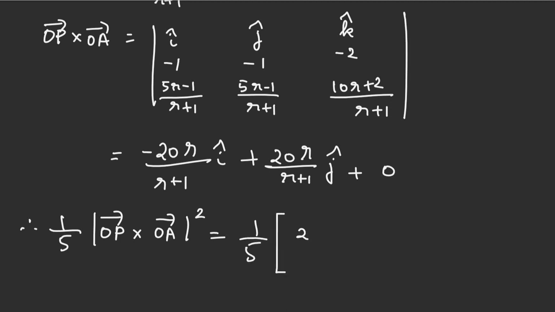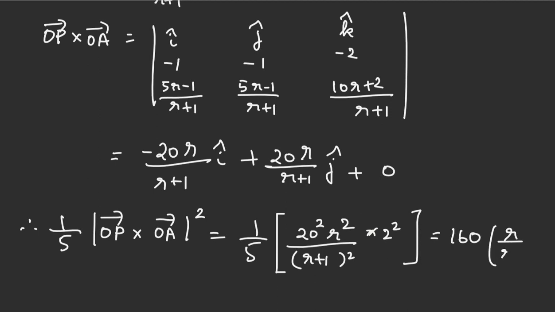So mod will be 20 squared into R squared. See, 20 by 20R by 2R plus 1, squaring, minus becomes positive. So I can write it as 20 squared R squared divided by (R plus 1) the whole square, into 1 plus 1 the whole square, that is nothing but equal to 2 squared. Now this gives me 160 into R by (R plus 1) the whole square.